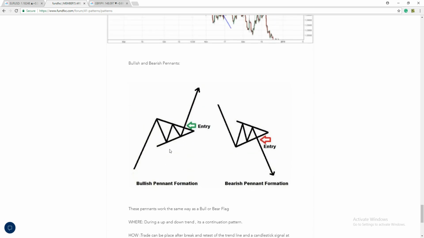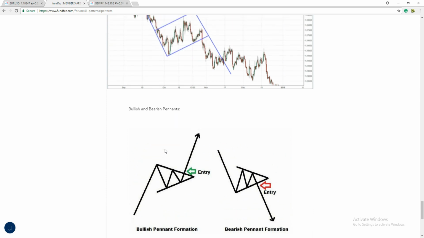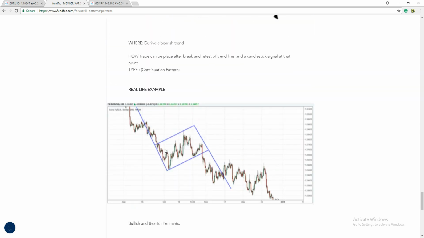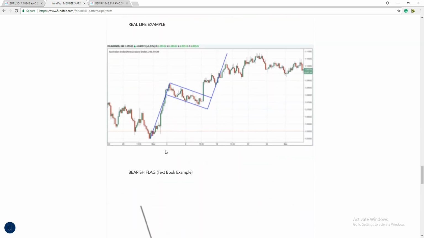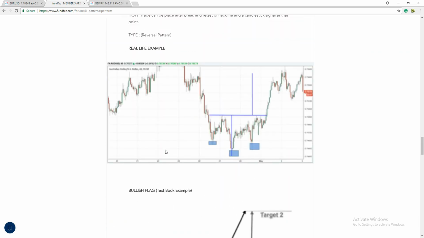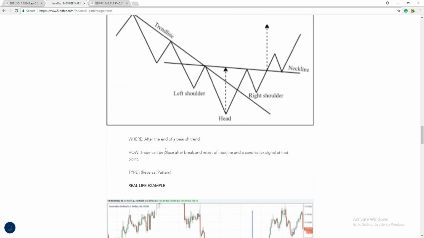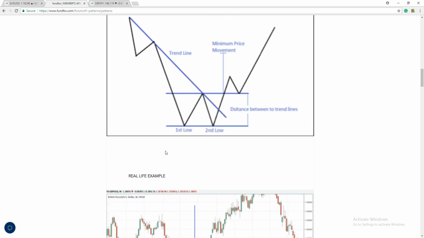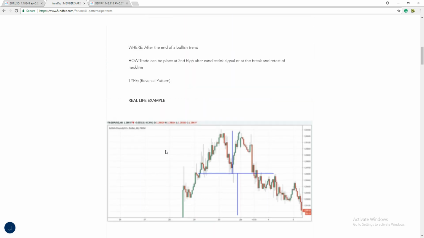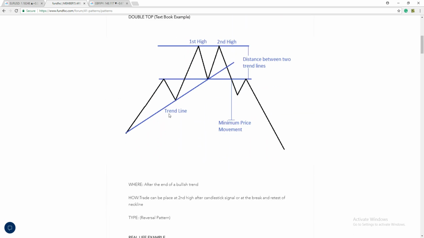Bull flags, bear flags, bullish pennants, bearish pennants, they are examples of trend continuation. An inverse head and shoulders, trend reversal. A head and shoulders pattern, trend reversal. A double bottom formation, reversal. A double top formation, reversal.